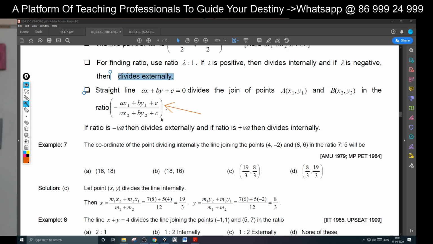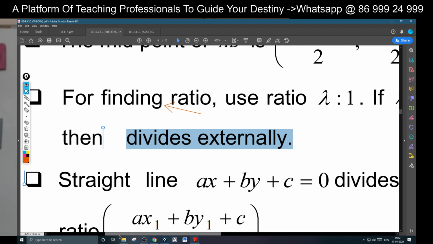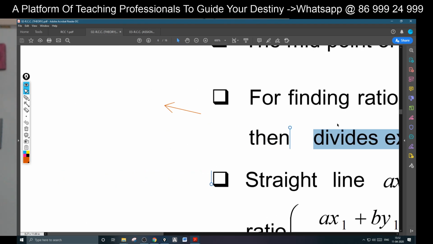Now, let me explain this by creating a question like this. See, the question is: there are 2 points.